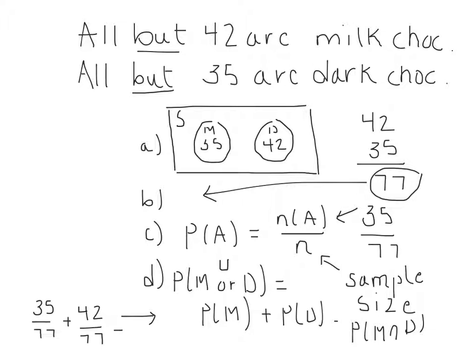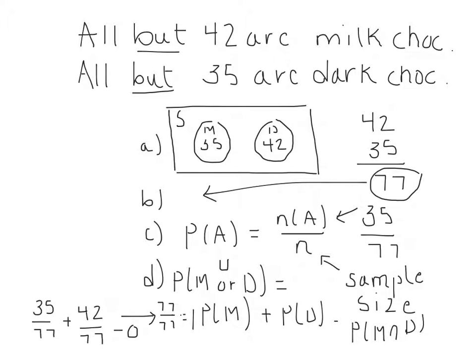So we've got to count the number of ways we can pick both a milk chocolate candy and a dark chocolate candy at the same time. Well, we can't do that because these are mutually exclusive events. So the probability would be 0. And therefore, in answer to D, the probability that we pick a milk or dark chocolate candy is equal to 77 over 77, which is equal to 1. There's a 100% chance that the candy we pick will be either milk or dark chocolate.